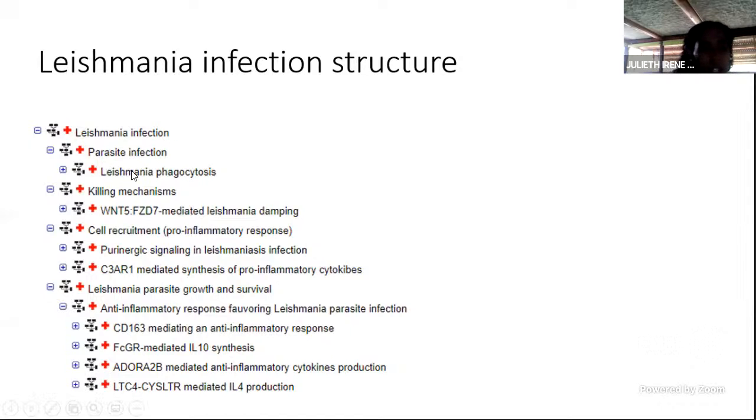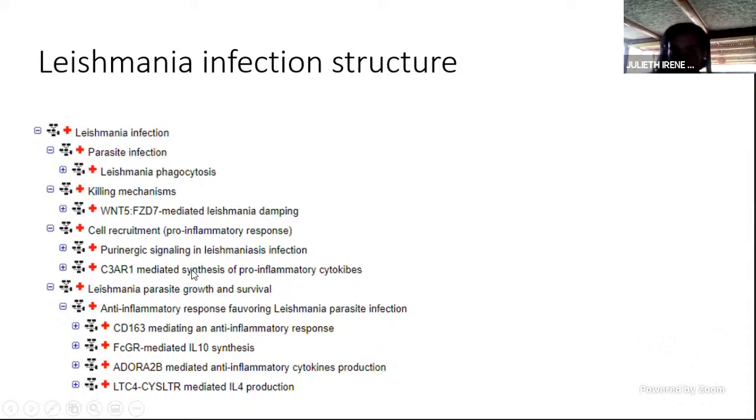So let's say in Leishmania phagocytosis, inside this category, I curated the phagocytosis mediated by Fc gamma receptors, and the idea is to add the phagocytosis done with other receptors like the complement or mannose receptor, because we know that when the parasite uses different phagocytic receptors, there are different functional consequences in the phagocytic cell. So the idea is to add those other types of phagocytosis mediated by different receptors.